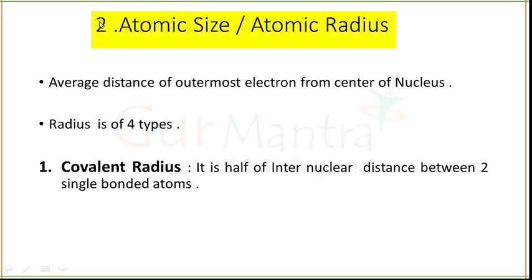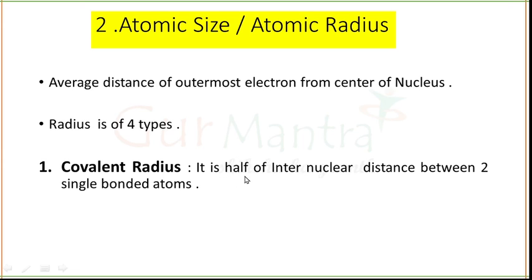The next periodic trend is atomic size and atomic radius. Atomic size and atomic radius is the average distance of the outermost electron from the center of the nucleus. This atomic radius is of four types. Number one is covalent radius. Covalent radius is found in single bonded atoms. These bonded atoms could be homo atoms or hetero atoms. Homo means similar kind of atoms and hetero means different kind of atoms.